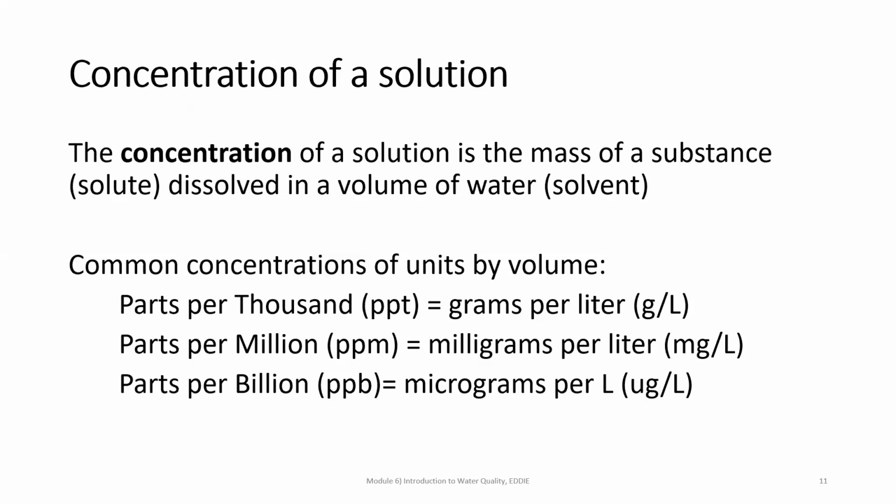So in this lab, you're actually going to see a bunch of different concentrations of nitrates. We're going to be really focusing on nitrogen. And you might see it written a couple different ways. You might see it written as parts per thousand, or ppt, which is the equivalent of saying grams per liter. You might see it written as parts per million, or ppm, which is the equivalent of saying milligrams per liter. You might also see it as parts per billion, or ppb, and that's the same as saying micrograms per liter.